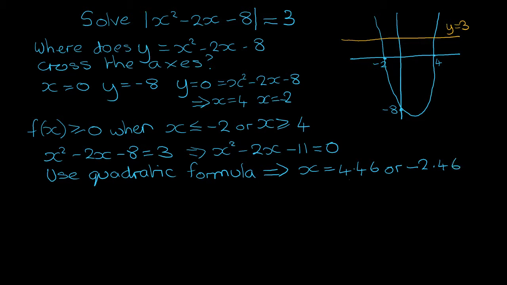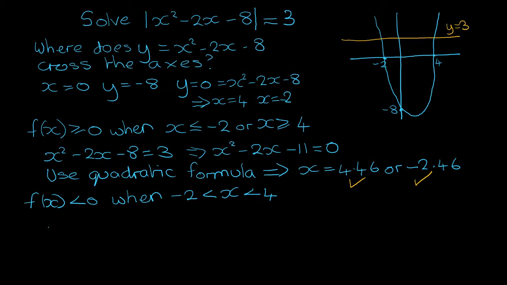So now we need to check that they fit in those regions that we've had. So 4.46 is greater than 4, so that's okay. And minus 2.46 is less than minus 2, so that one works. And now we're going to solve f of x in the region where it's less than 0, and this is between minus 2 and 4.